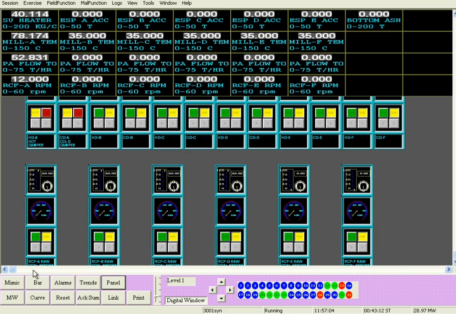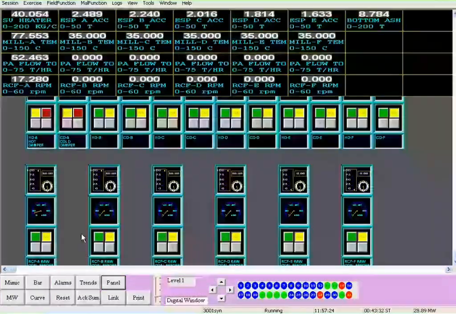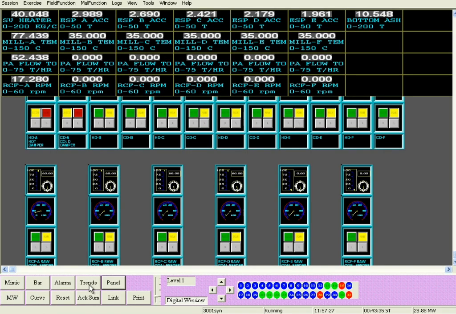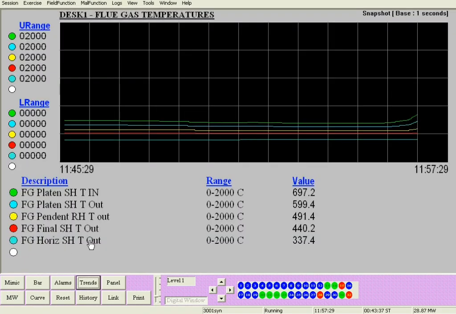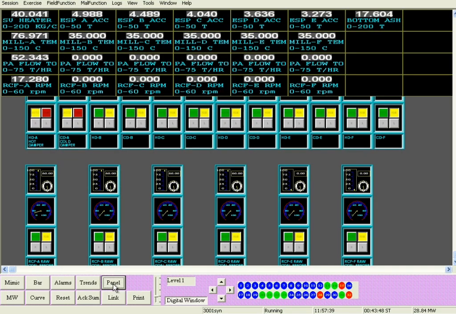So the coal feeder A RPM, we increase from minimum 12 to 17. So we increase the RPM to 17. Minimum means some coal was going, but now the coal quantity has increased, and now you can see that the flue gas temperatures are increasing.